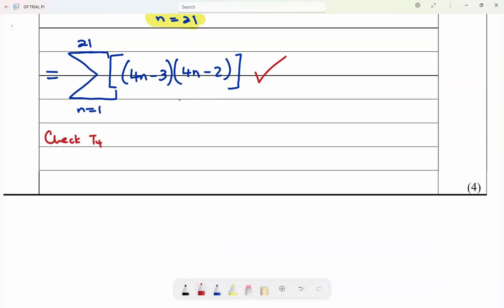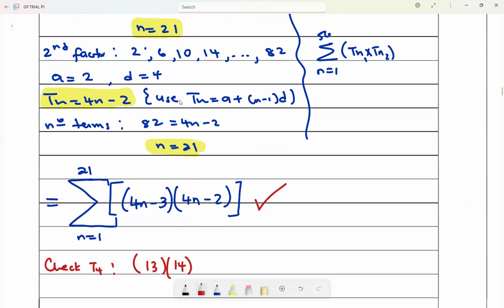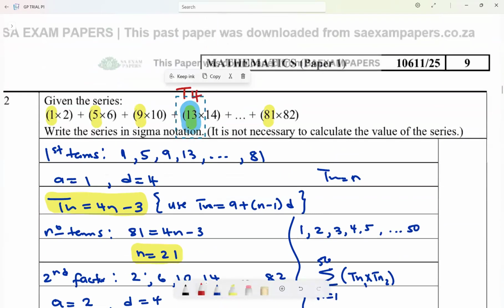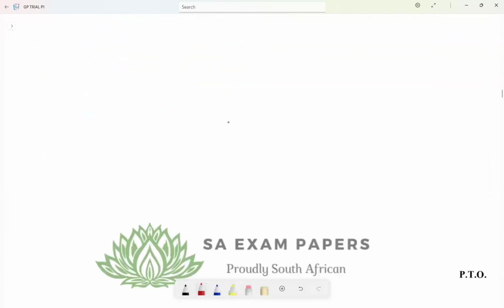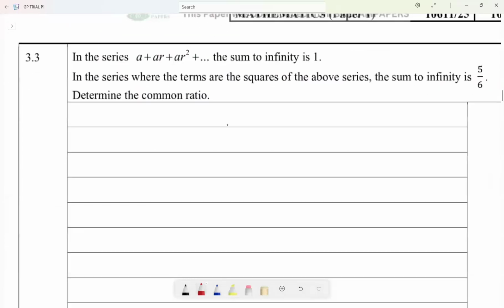Check T4. Okay. T4 in the sequence will be 4 multiplied by 4. So I'm going to substitute where I see n, I'm substituting 4. So 4 multiplied by 4, it is 12. I'm lying. 4 multiplied by 4, it is 16. 16 minus 3, it is 13. And then multiply by 4 multiplied by 4, it is 16. 16 minus 2, it is 14. Let's see if I have 13 multiplied by 14. In actual fact, I have 13 multiplied by 14, so it's beautiful. So I hope we make sense of that.